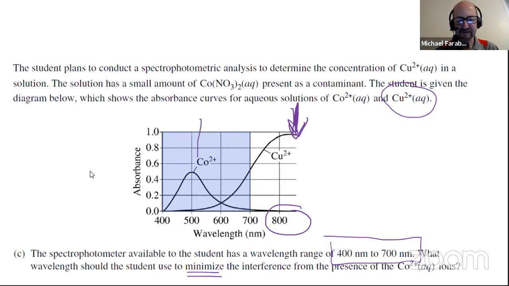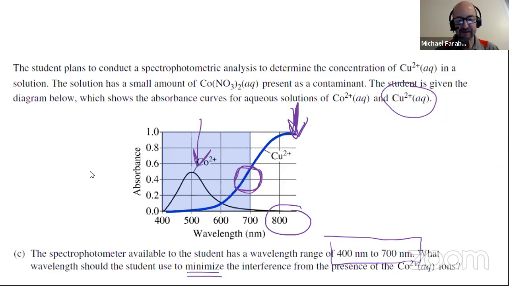So I don't want to pick something like this because that would be absorbing cobalt. I want the copper, not the cobalt. I may have just said that backwards earlier, sorry. I want the copper, not the cobalt. So I actually want somewhere in this region. That way it can maximize the copper and minimize the contaminant, the cobalt.